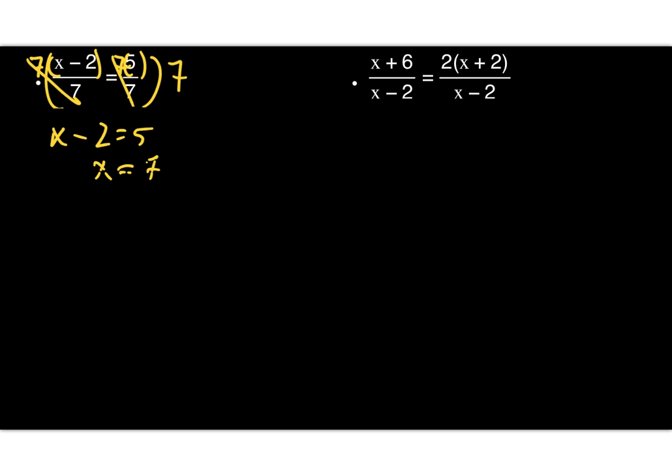We can use that same idea on the right and say x plus 6 equals 2 times x plus 2. Why can I say that? They have the same denominator. If the denominators are the same, then the numerators have to be the same, because the equation says they're equal fractions. Since these are the same, then these have to be the same. And then it's algebra. x plus 6 equals 2x plus 4.